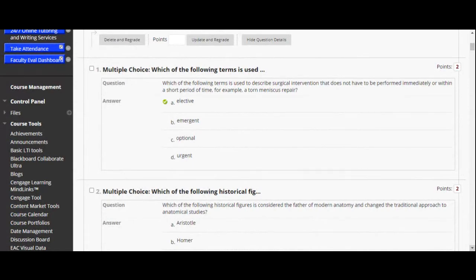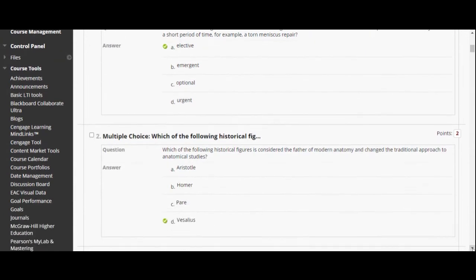So question 1, which of the following terms is used to describe surgical intervention that does not have to be performed immediately or within a short period of time? For example, a torn meniscus repair. And that's elective, okay? So your emergent would be something like a gangrenous gallbladder. Your optional would be maybe a wart removal or a lipoma removal. And then your urgent would be an appy, laparoscopic appy, or an open appy, okay?